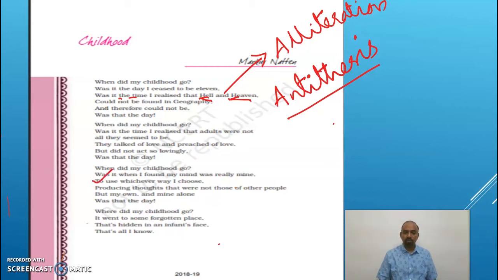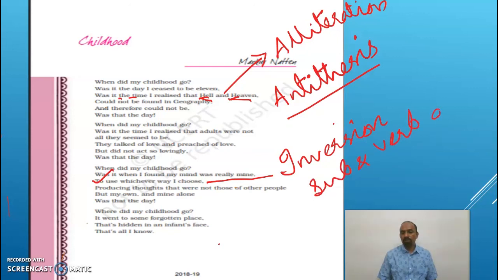Next line. To use whichever way I choose. Here the poetic device of inversion is used. So, the subject and verb order is reversed here. We call it the poetic technique of inversion. So, these are the poetic devices generally used in the poem Childhood. Understood?